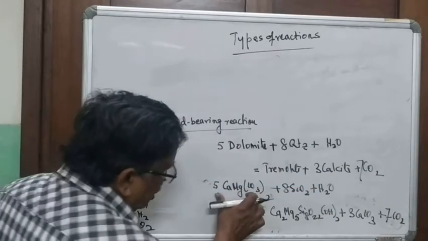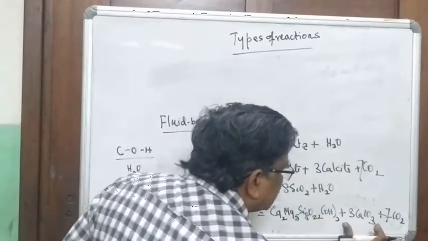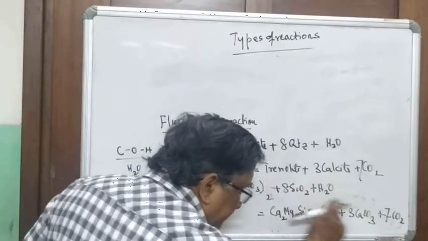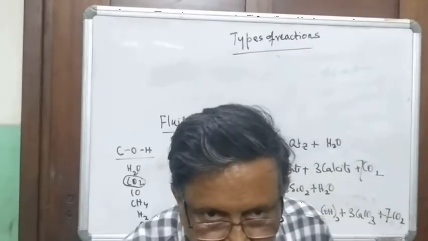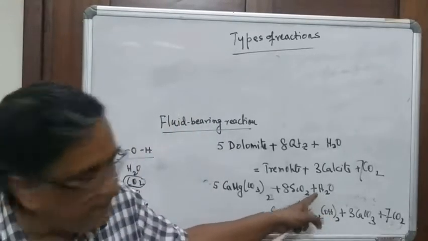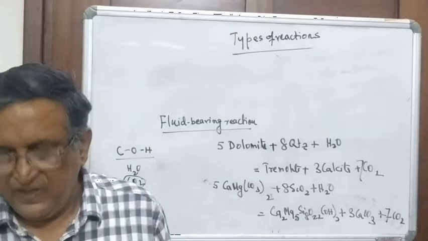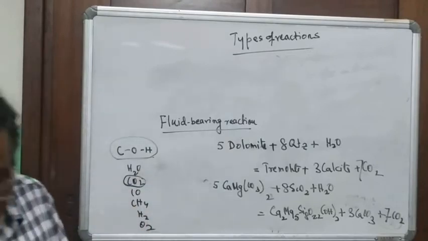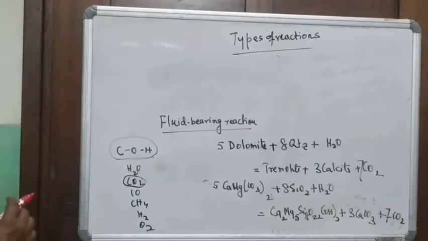So this means dolomite reacted with quartz to form tremolite plus calcite. If this was done, then H2O would be consumed and CO2 would be liberated. The H2O that is available would be consumed and CO2 will be produced in the fluid. The fluid is COH. Have you understood? The fluid is COH.